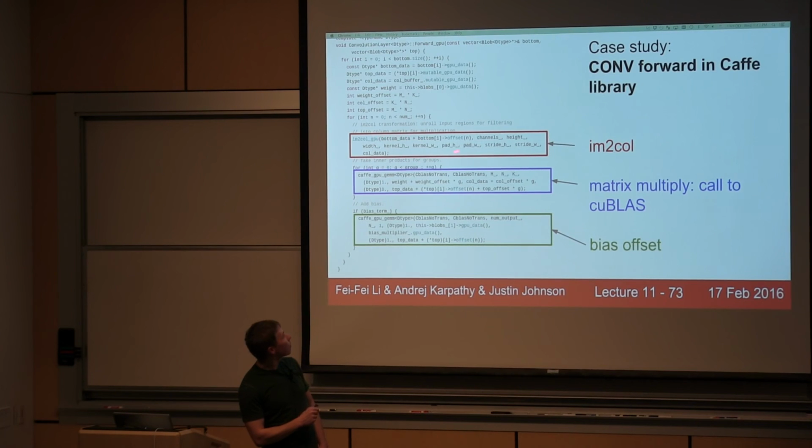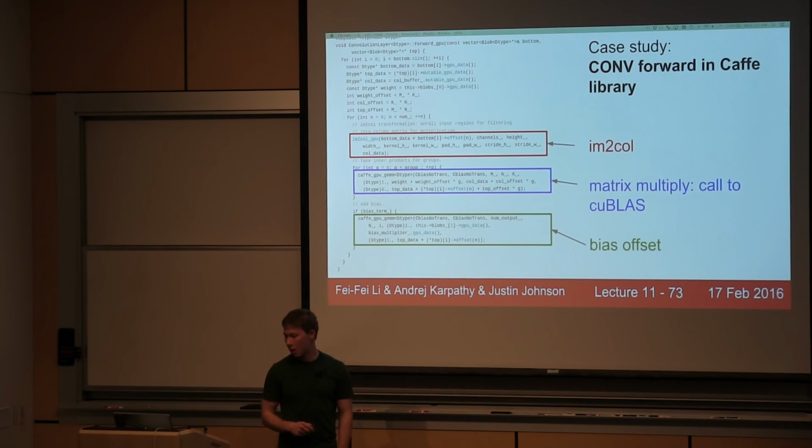Right, so this is taking their input image somewhere. This is their input image. And then they're going to reshape this, calling this im2col method, and then store it in this column GPU tensor. Then they're going to do a matrix multiply, calling cuBLAS to do the matrix multiply, and then add the bias. So that's how, I mean, these things tend to work quite well in practice.